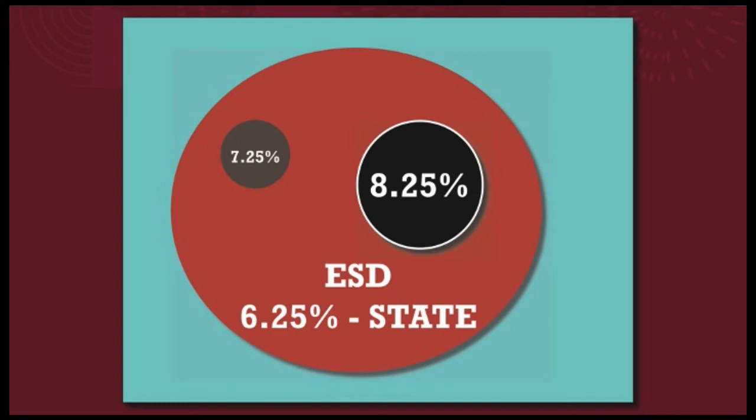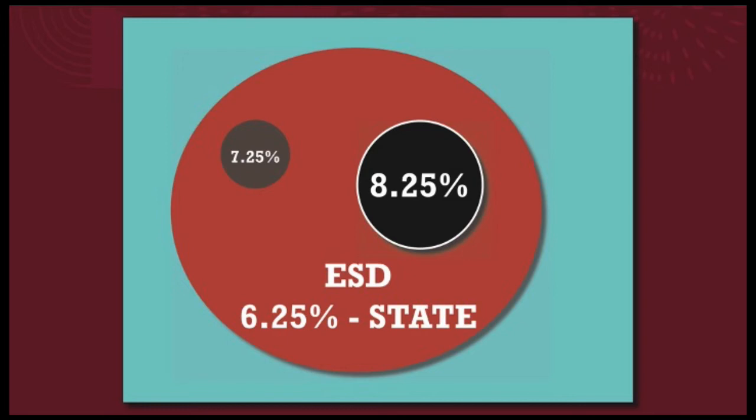The ESD includes a city, here in black, that's already at the maximum permissible sales tax rate, collecting the state's 6.25% and 2% for its city operations. Prior to 2007 legislation, that would mean that the ESD could not collect a sales tax. Another city in gray is only collecting 7.25%, the state's 6.25%, and 1% collected for the city.